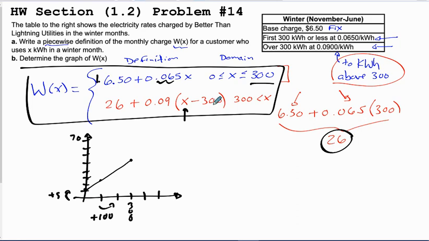After 300, we would plug in, say, 400 into the second definition, and if you plug 400 in, 400 minus 300 gives you 100. Multiply it by 0.09, moves the decimal 2 places. That would become 9 plus 26. That would put us at 35. 5, 10, 15, 20, 25, 30, 35. And we see that the graph would then start to move at a higher slope. So that gives us the shape of our piecewise graph, and you should be able to match it up with the options in MyMathLab.